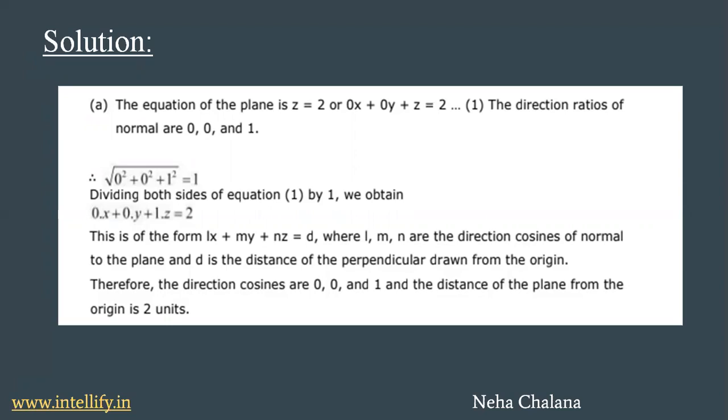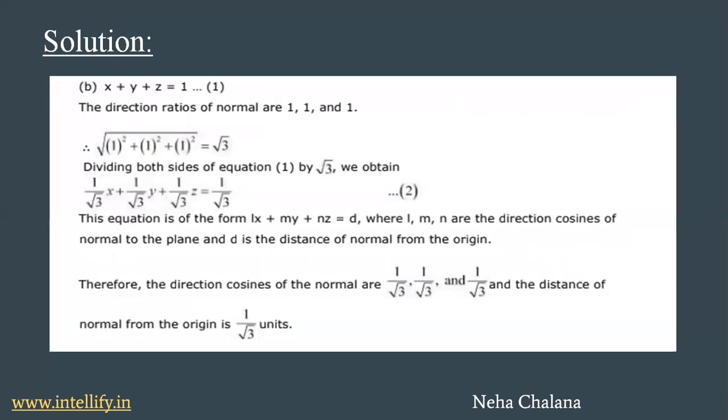So after dividing our equation number 1 by this, we get the equation 0 multiplied by x plus 0 multiplied by y plus 1 multiplied by z equals to 2. This is the form of the equation Lx plus My plus Nz equals to D, where L, M and N are direction cosines of the normal to the plane and D is the distance of the perpendicular drawn from the origin. Thus, the direction cosines are 0, 0 and 1 and the distance of the plane from the origin is 2 units. That's the required answer for part A.